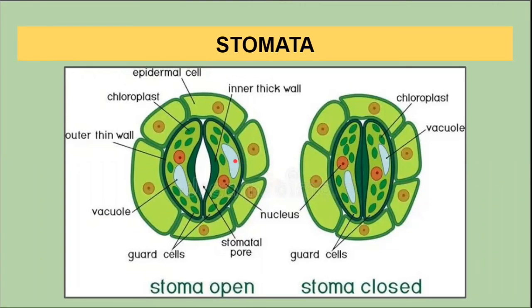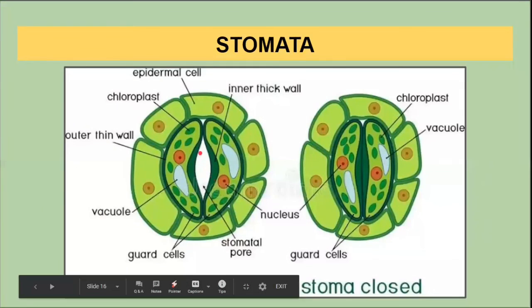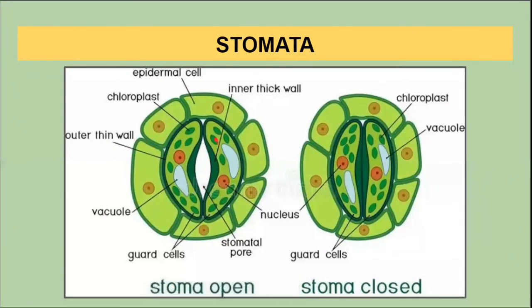Structure of stomata. It is made of two guard cells which are surrounded by the epidermal cells. The inner cell wall of the guard cell is thick, while the outer cell wall of the guard cell is thin. When there is more water in the guard cells, the stomata opens. When there is less water in the guard cells, the stomata closes.